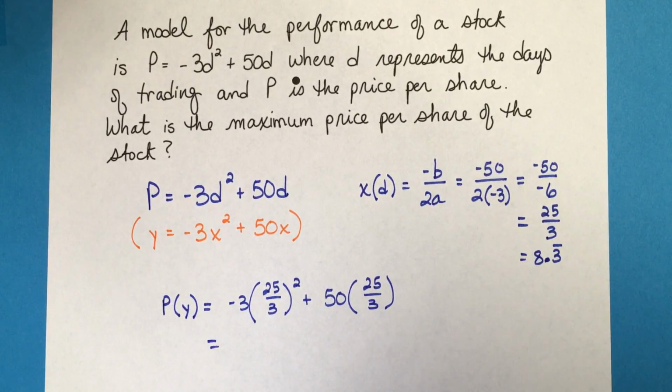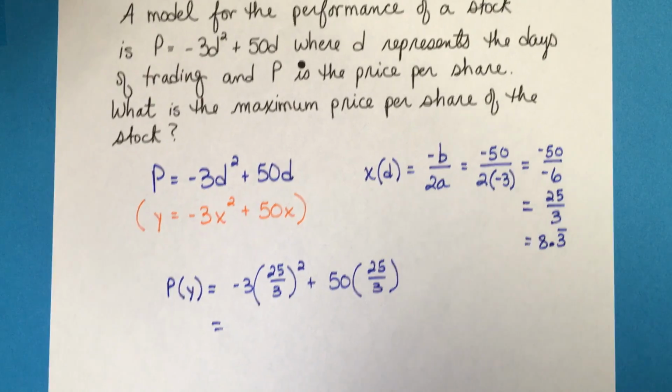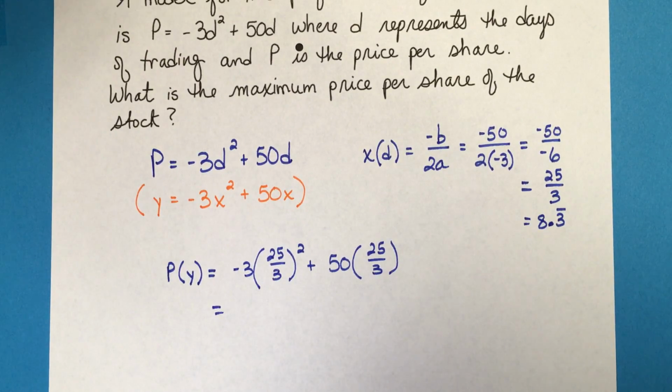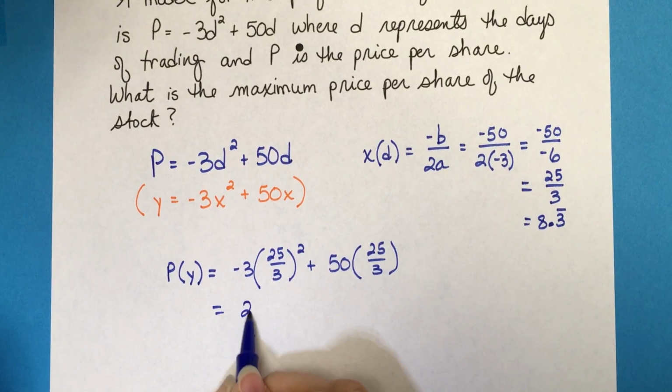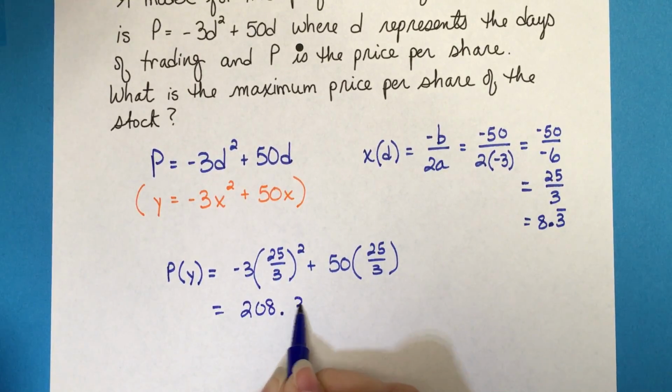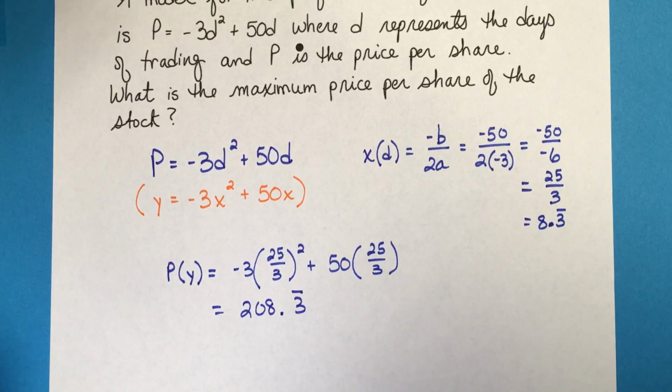Now you can just use a calculator to help you out with whatever you need to, as far as doing the calculations. All right, so let me put this in the calculator real quick and see what we get. Okay, I come up with 208.3 repeating. So P, remember, is price.